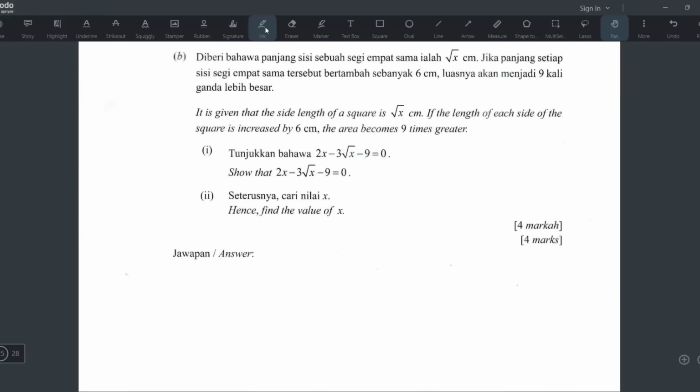Okay, let's do B. I assume it's also the indices, same chapter lah, indices, surd and log punya soalan.